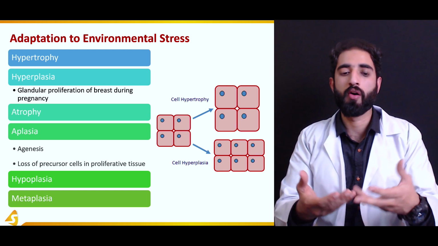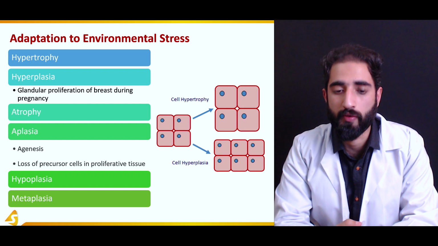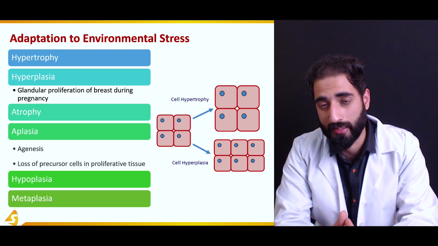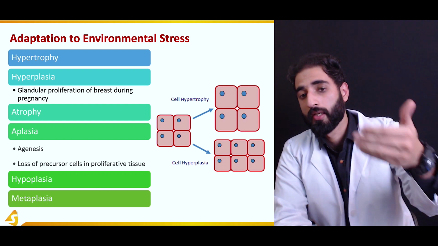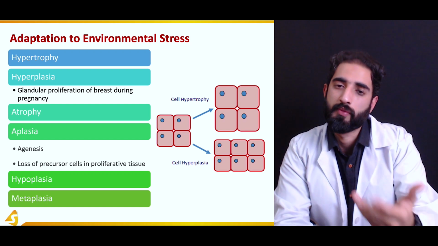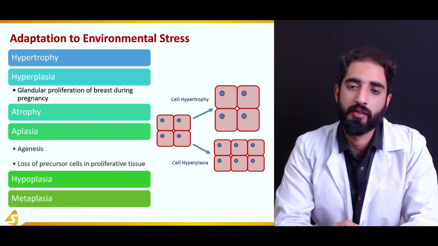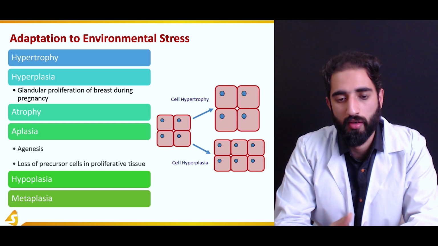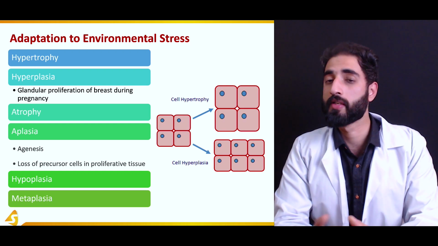The example of this would be the glandular proliferation of the breast during pregnancy, in order to be able to lactate the child which is on its way. And then there's atrophy.